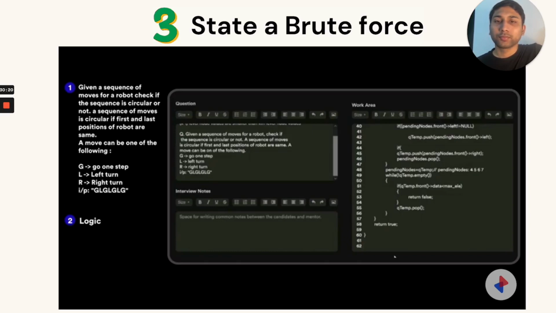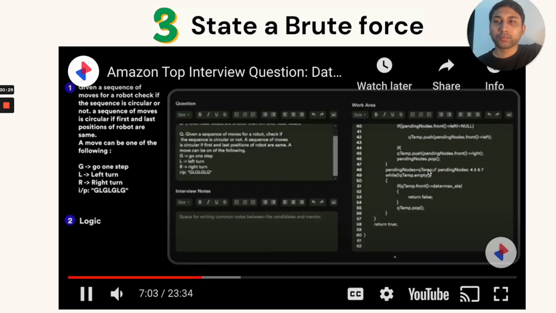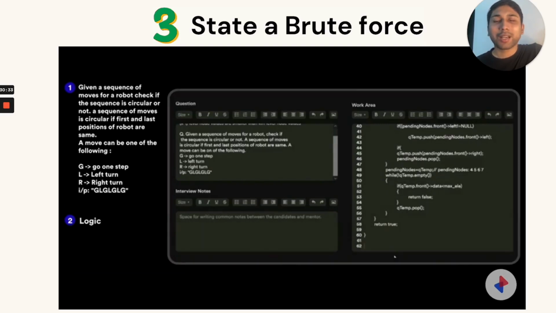Circular or not? Yeah, he has to circle back to the same position. So we'll have to mark the first position and go through the matrix. And if the first position is encountered again, we'll return true, else we just return false.